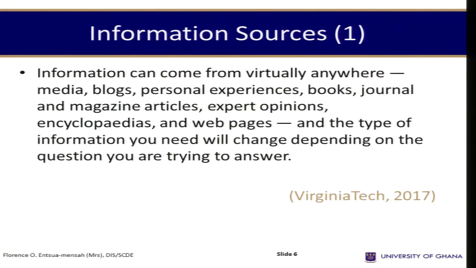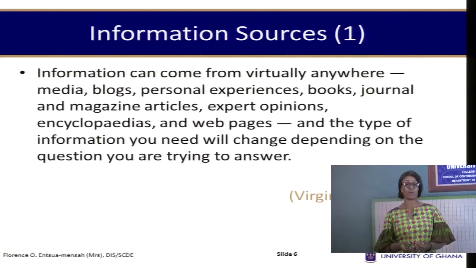Hence, the need to know the different information sources and how to critically evaluate them prior to dissemination or making them available for usage. Information can come from virtually anywhere, be it media, blogs, personal experiences, books, journals, and magazine articles, expert opinions, encyclopedias, and web pages. And the type of information you need will change depending on the question you are trying to answer.